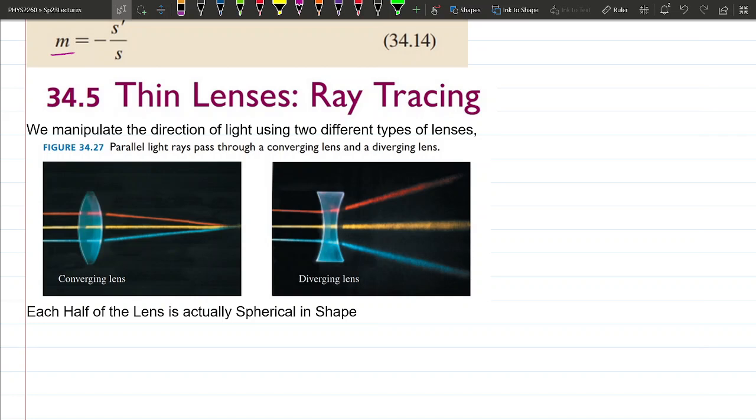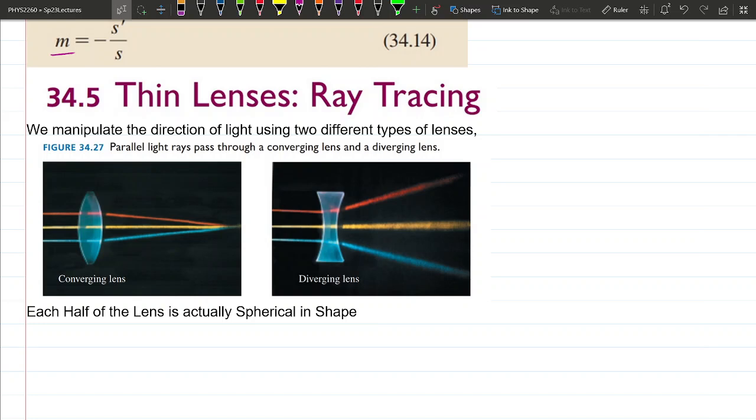There are 2 different types of lenses. There are converging lenses, and hopefully it sounds like what they will do, right? If you have parallel rays, it doesn't matter what the color is. I don't know why the book decided to use colors here. You have parallel rays coming in here. On a converging lens, they will converge into one point behind the lens. The real image will be converging, okay?